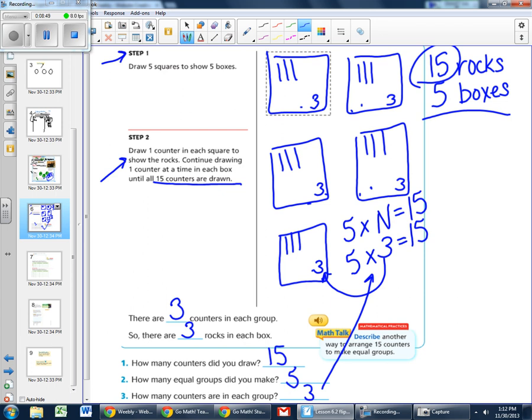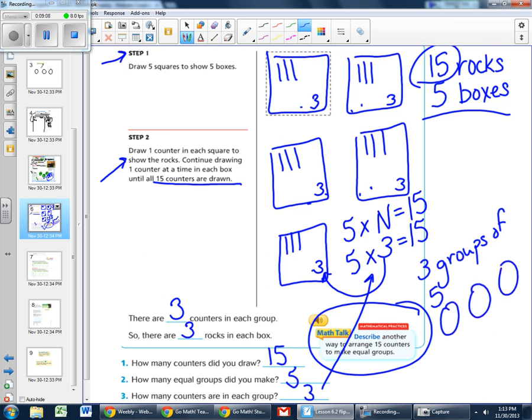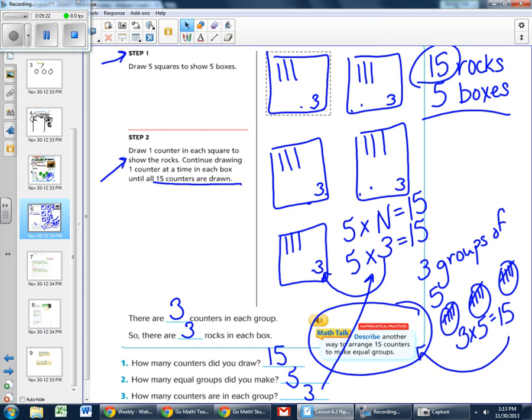Okay. If we look at the math talk, another way to arrange the 15 counters to make equal groups, we know that if we switch our numbers around using the commutative property, that we could have also made 3 groups of 5. 1, 2, 3, 4, 5. And that 3 times 5 would also give us 15, so we could have arranged it that way, using the commutative property, switching those numbers around where they are at.